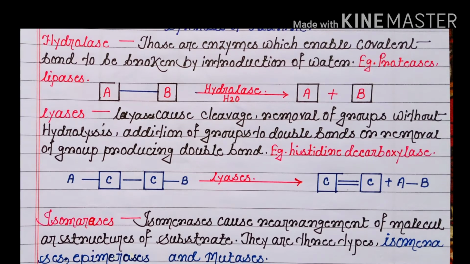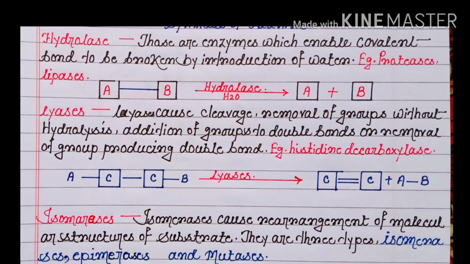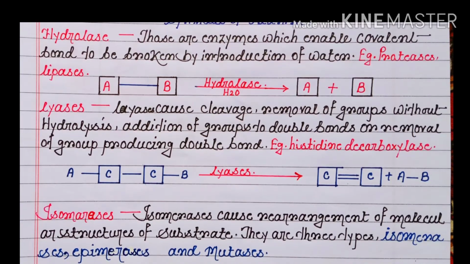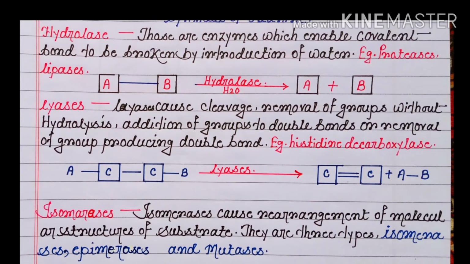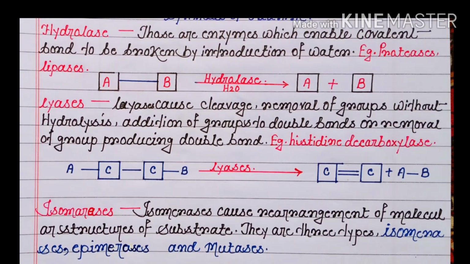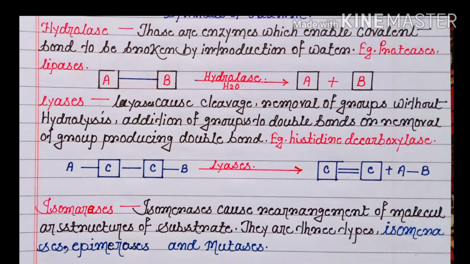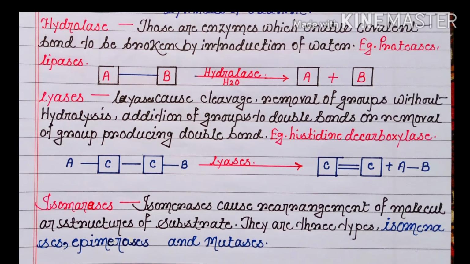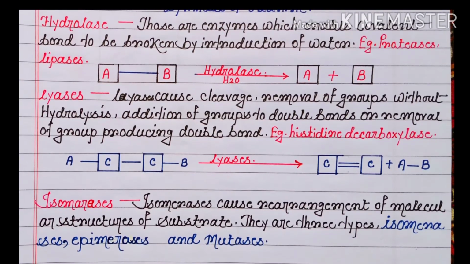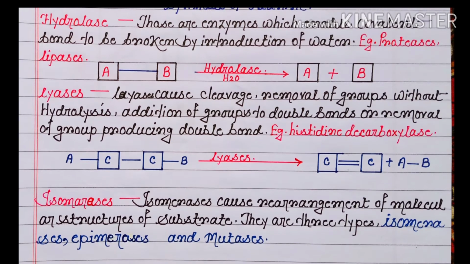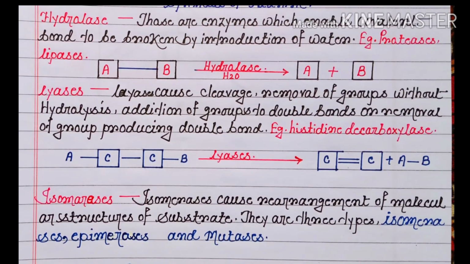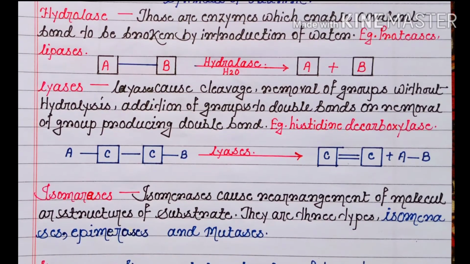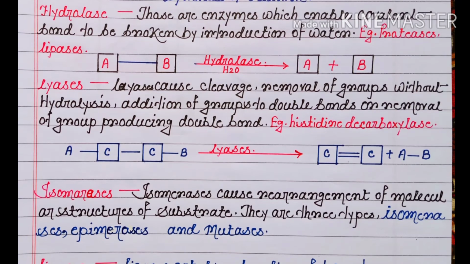The third category of enzyme is hydrolase. Those are enzymes which enable covalent bonds to be broken by introducing water. Examples of hydrolase are protease, lipase, etc. As you can see, A and B, two different kinds of molecules attached by a single bond, and due to the presence of hydrolase and H2O, those two compounds are totally separated and the bond is broken down.